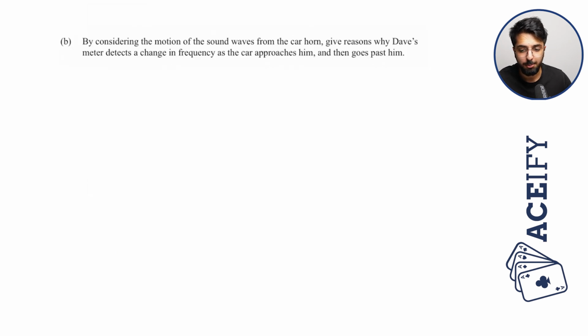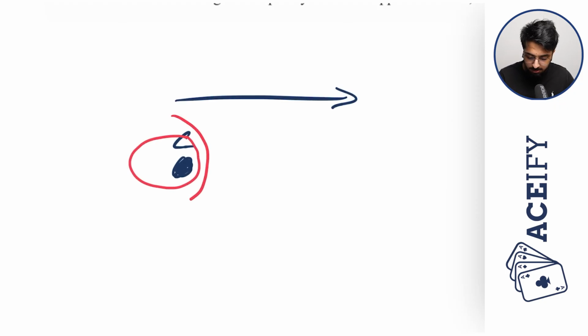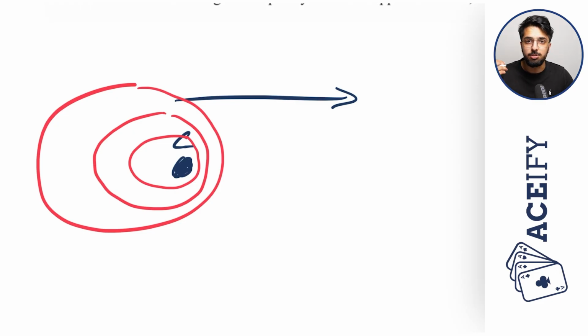By considering the motion of the sound waves from the car horn, give reasons why Dave's meter detects a change in frequency as the car approaches him and then goes past him. If we look from a top-down point of view and model the car as a dot, and Dave as another dot over here, this is the car C and this is Dave D. As the car moves, it is going to catch up to previously emitted wavefronts. As the car is sounding its horn, it's producing wavefronts, but because it's moving forward, it's going to slightly catch up to the wavefronts that are in front of it.